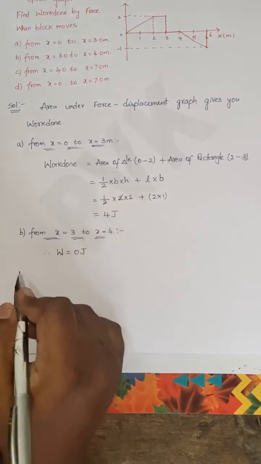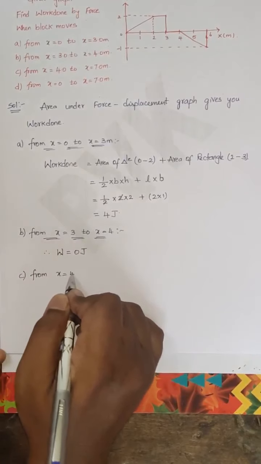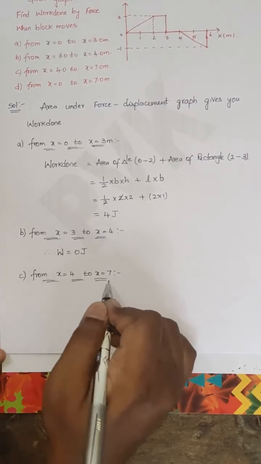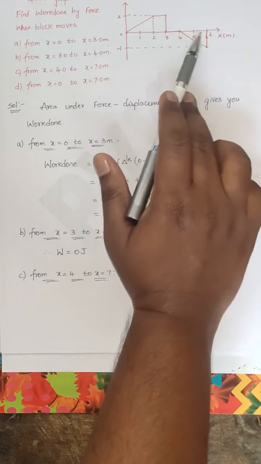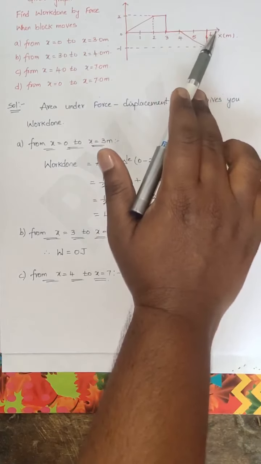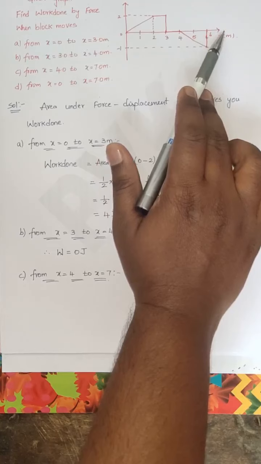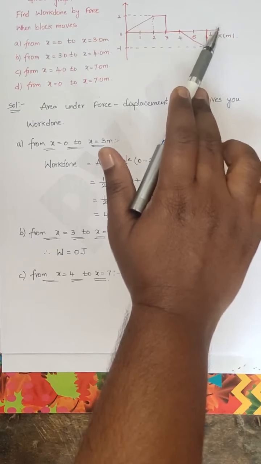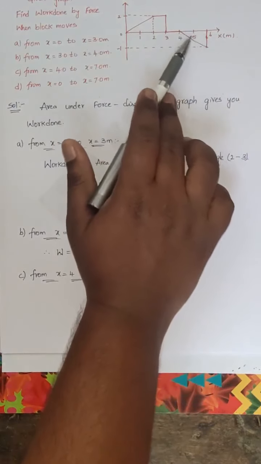And the next one, C, from x equal to 4 to x equal to 7. Now you can ask me, sir, in the graph we can observe only from x equal to 4 to 6, where is the 7? As the interval up to 7 is not there, there is no displacement further, and if there is no displacement or no force acting, the work is 0. Now if you see here, there is only a graph from 4 to 6, a triangle.